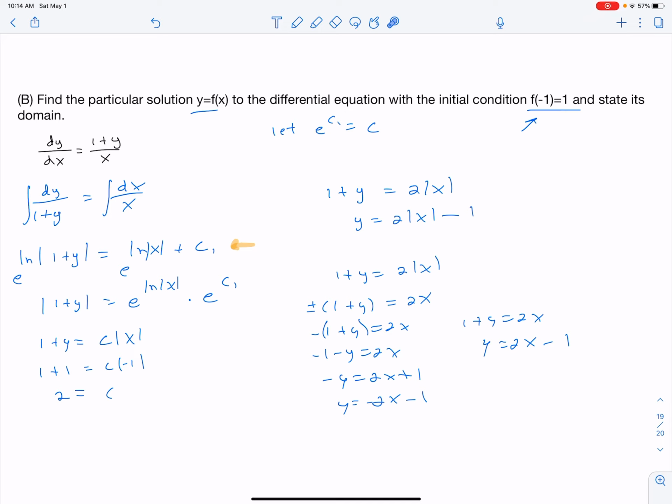If I plug in negative 1 into this, I get 2 times negative 1, which is negative 2. That's minus 3. So this one doesn't work. I meant to make that in red, but you guys get the idea. I've crossed it off. If I plug in negative 1 here, I get positive 2 minus 1. So this one works.